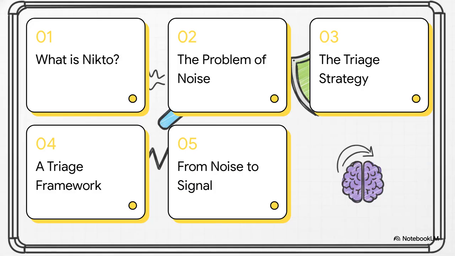So here's what we're going to cover. We'll kick things off with a quick look at what Nikto is, then we'll tackle the main problem, the overwhelming noise it generates. From there, we'll introduce the triage strategy and a practical framework you can use. And finally, we'll see the payoff, how we turn all that noise into a crystal clear signal.